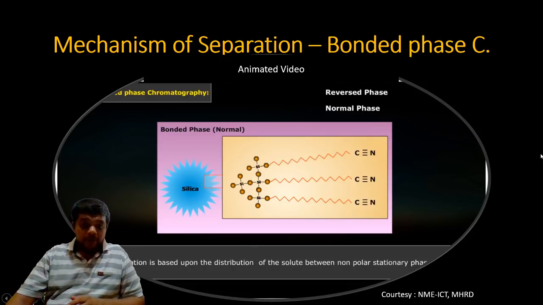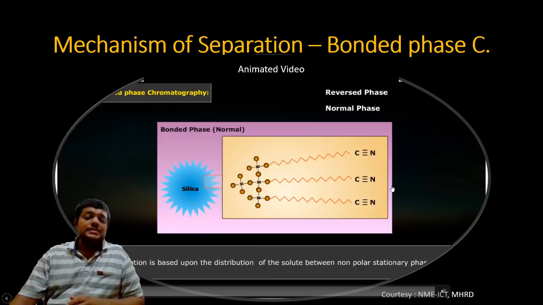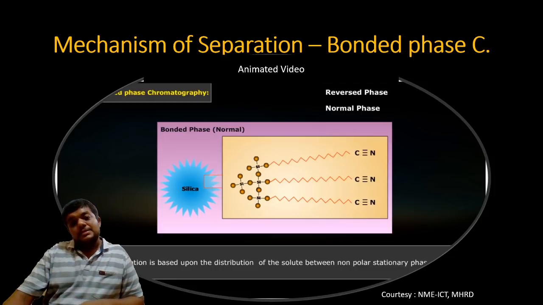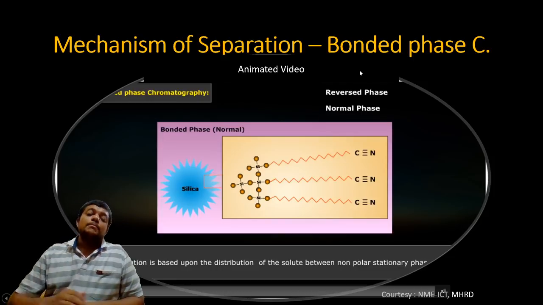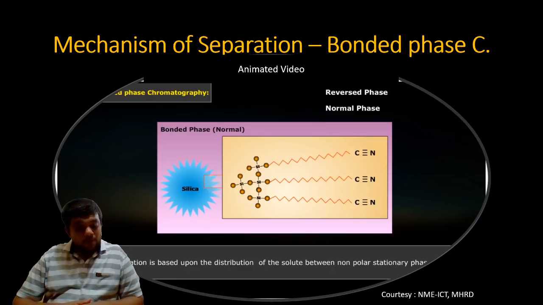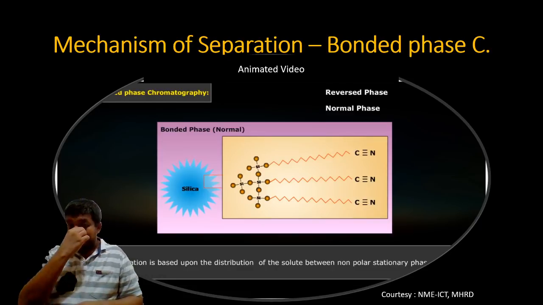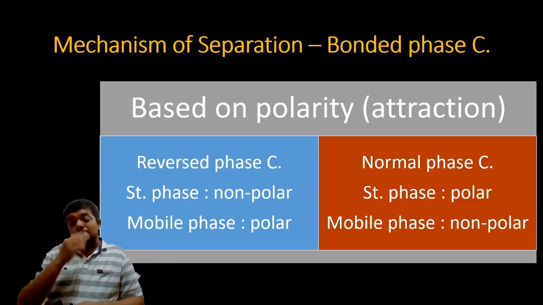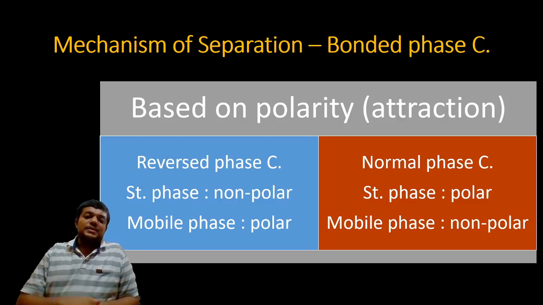But when you replace these polar fragments by non-polar fragments, your stationary phase will become non-polar, and that is now called as reverse phase bonded chromatography. So bonded phase chromatography can be subdivided into two: reversed phase chromatography and normal phase chromatography. Let us have a look. It is based on the polarity or the attraction. I told you we will come to this point. Polarity. We are in reversed phase chromatography.